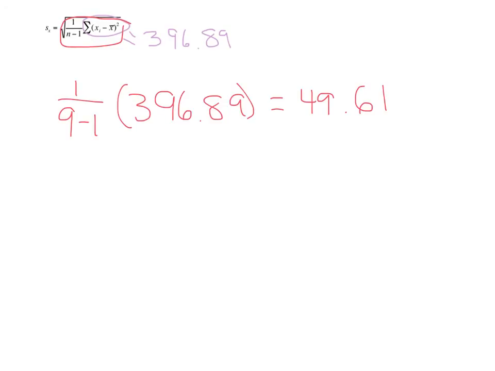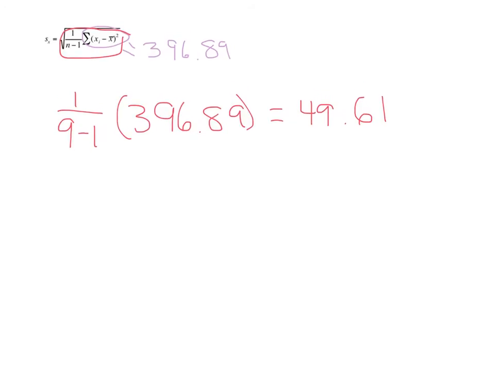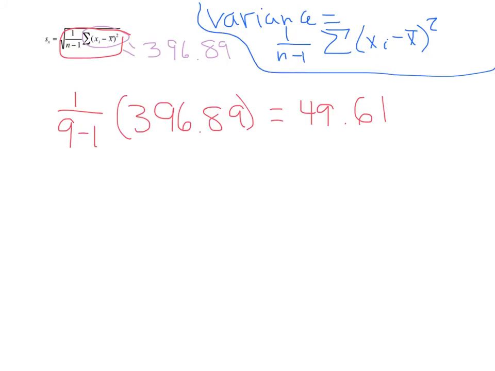Before I continue on, I do want to mention one small thing, and that is that the value under the square root, the 1 over n minus 1 times the summation that we did, is what we call the variance. Just keep that in the back of your mind; you'll see that word mentioned again. So in this case, our variance is 49.61.